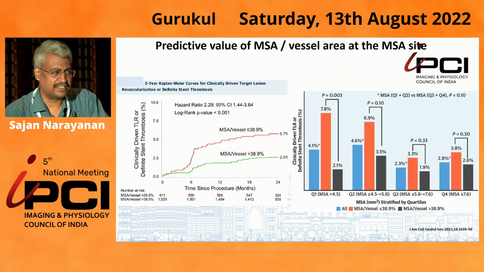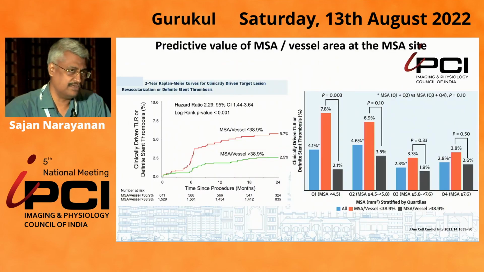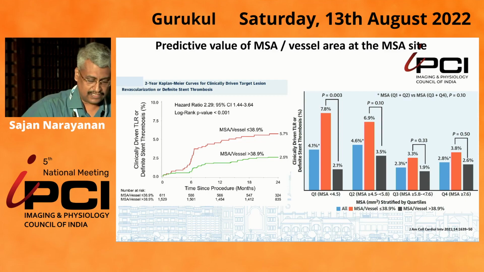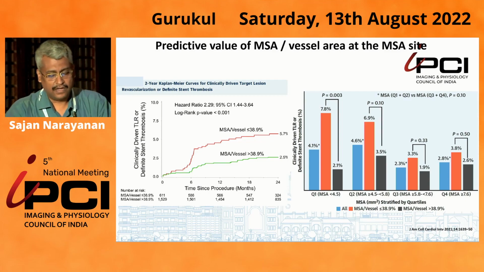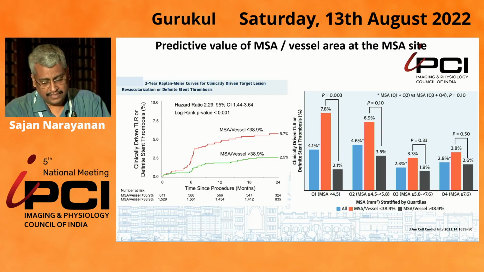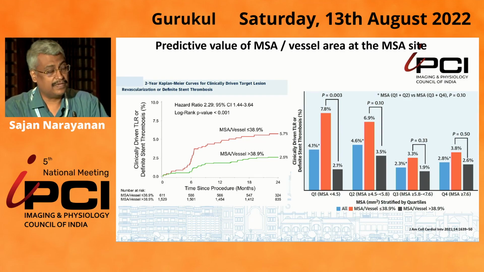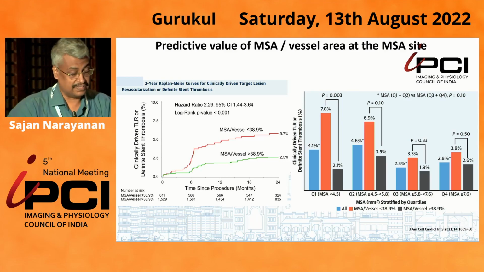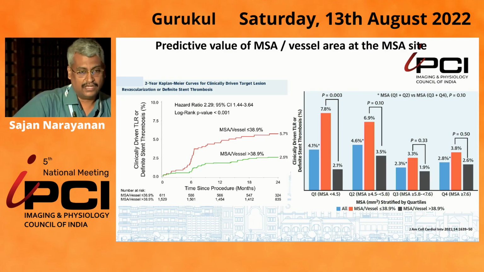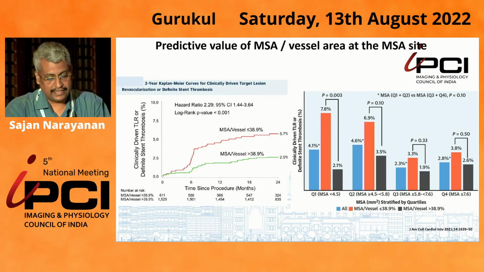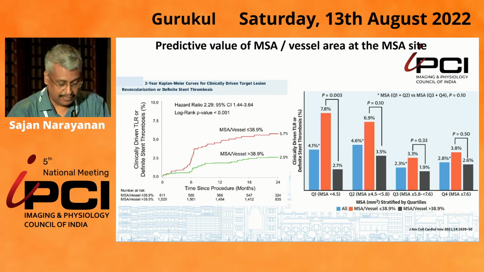Among the stent expansion indices, there are different criteria by which we judge what is the optimal stent expansion. From a recent meta-analysis of studies, in a subgroup of studies from ADAPT, we found that among the stent expansion indices, the minimal stent area by vessel size at the MSA site, if it is more than 40%, discriminates patients who have lower MACE when compared to those who develop MACE.